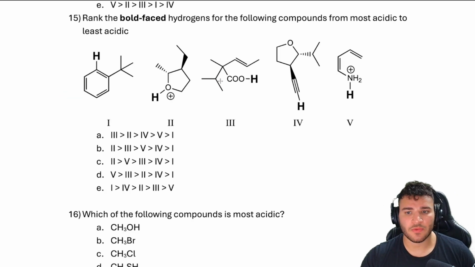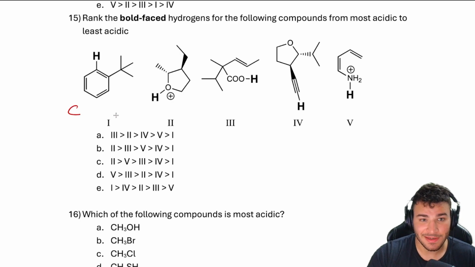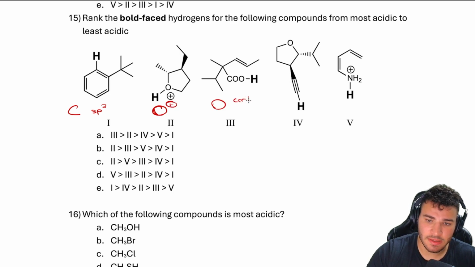Again, question 15, let's rank from most to least acidic. In structure 1, we're connected to a carbon that has a lot of resonance, interestingly enough, and it is sp2 hybridized. In structure 2, we have a hydrogen connected to an oxygen that is positively charged. In structure 3, we're connected to an oxygen that is a carboxylic acid. In structure 4, we're connected to a carbon that is sp hybridized. And in structure 5, we're connected to a nitrogen that is positively charged.